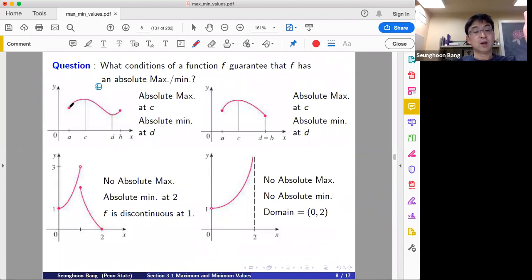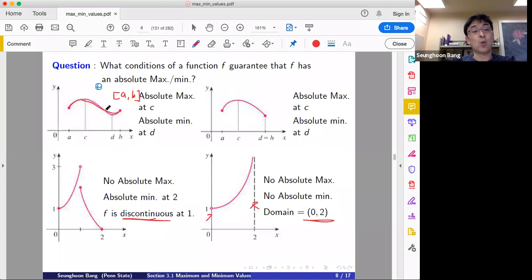Just what? A continuous function. The interval is a closed interval [a, b]. In this case, if f is discontinuous, we cannot guarantee it. Sometimes the maximum value does not exist. Sometimes the minimum value does not exist. If the domain is an open interval, we don't have absolute maximum, and we don't have absolute minimum. So we cannot guarantee it.